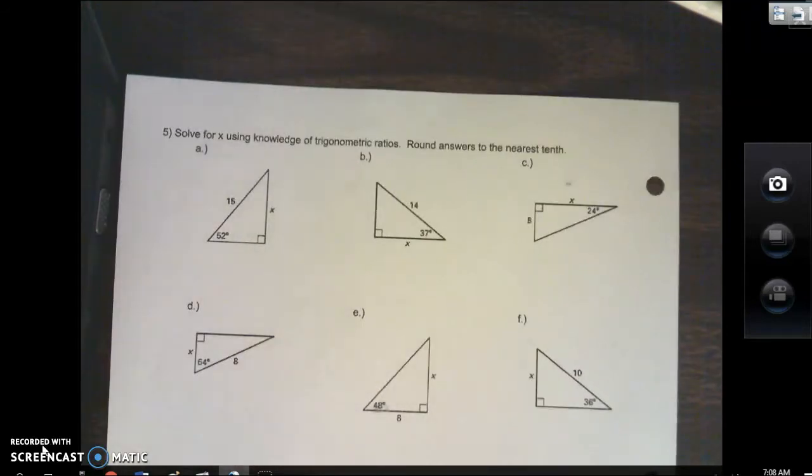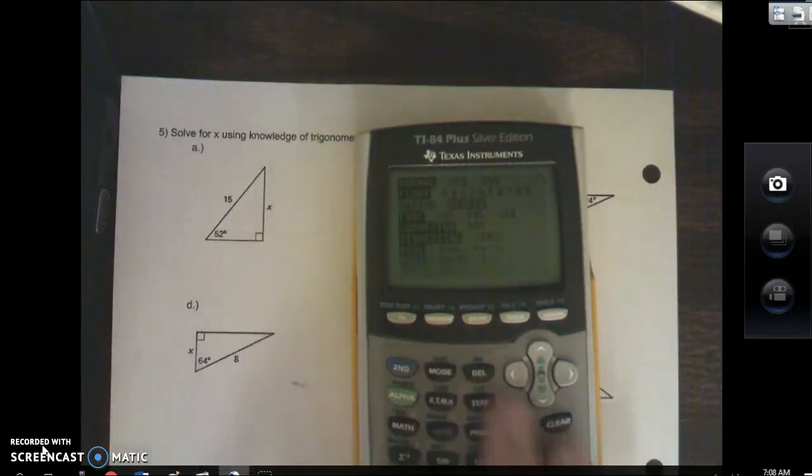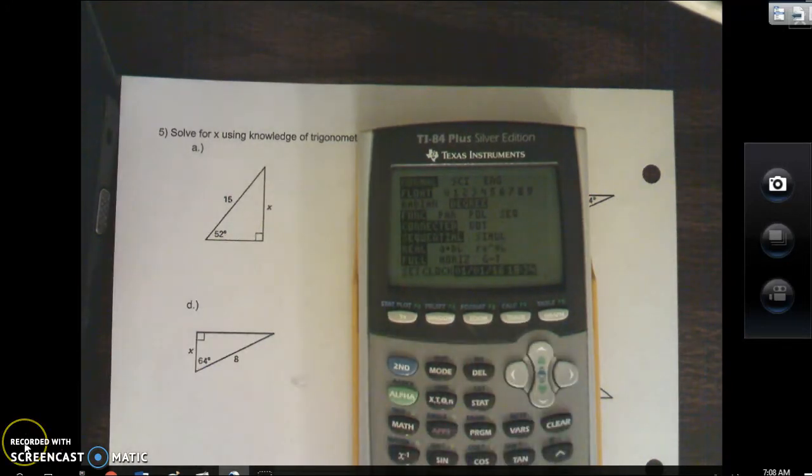Solve for x using knowledge of trig ratios. Round answer to the nearest 10. So we're going to be using our calculators here. A quick little friendly reminder. Make sure you check your mode out. Make sure you are in your degree mode, otherwise you'll get all wrong answers.